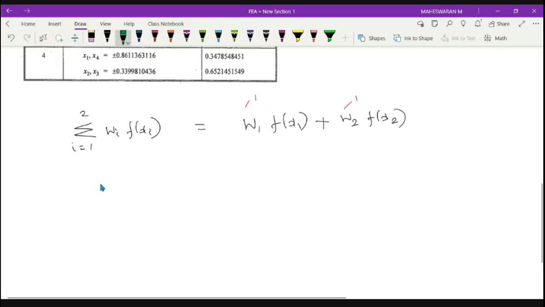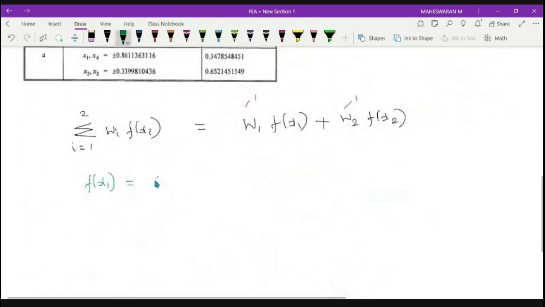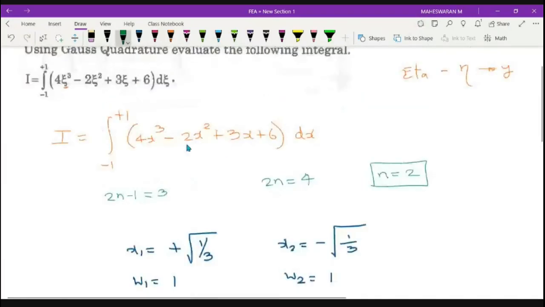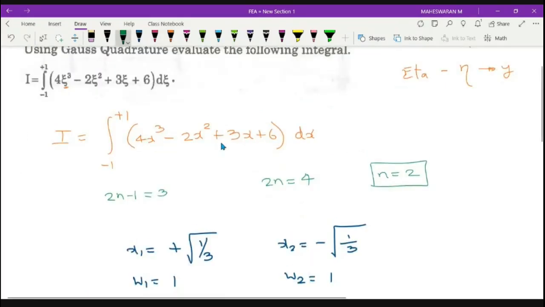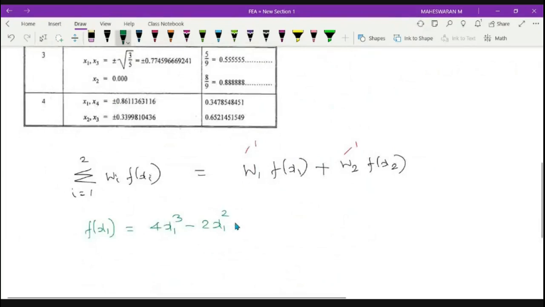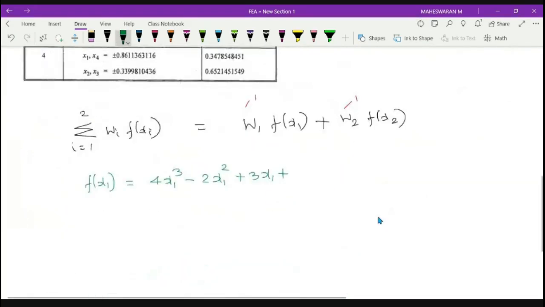Okay. So now you know that f of x1 is equal to, just put x1, that's it. So in this, 4x1 cube minus 2x1 square plus 3x1 plus 6. Okay, this is my term.